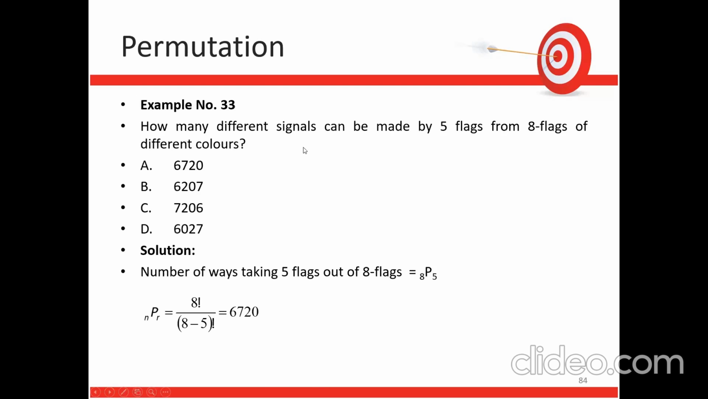So, example, how many different signals can be made by 5 plugs from 8 plugs of different colors? So, the number of ways of taking 5 plugs out of 8 is 8P5. So, nPr is equal to 8 factorial over 8 minus 5 factorial, which is 6720. So, meron to sa calculator niya. Ito, meron yan.